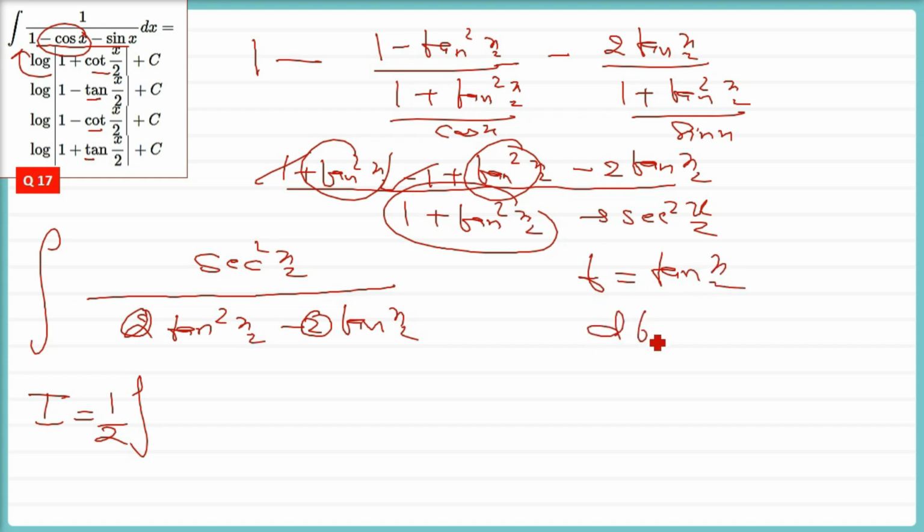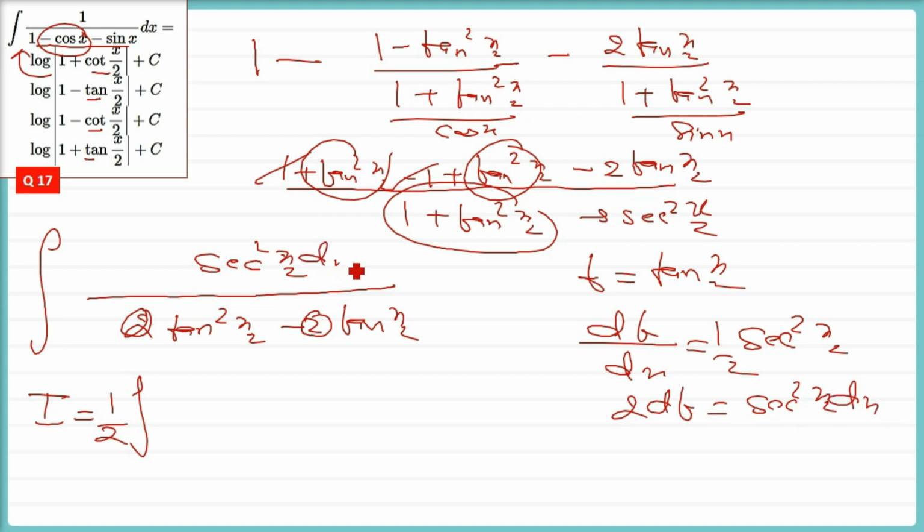Now in the previous questions also we have done it. dt by dx equals sec square x by 2, and x by 2 will give you half also. So this 2 dt will be equal to sec square x by 2 dx. So this sec square x by 2 dx, we can write as 2 dt. Twice of dt, 2 comes outside.